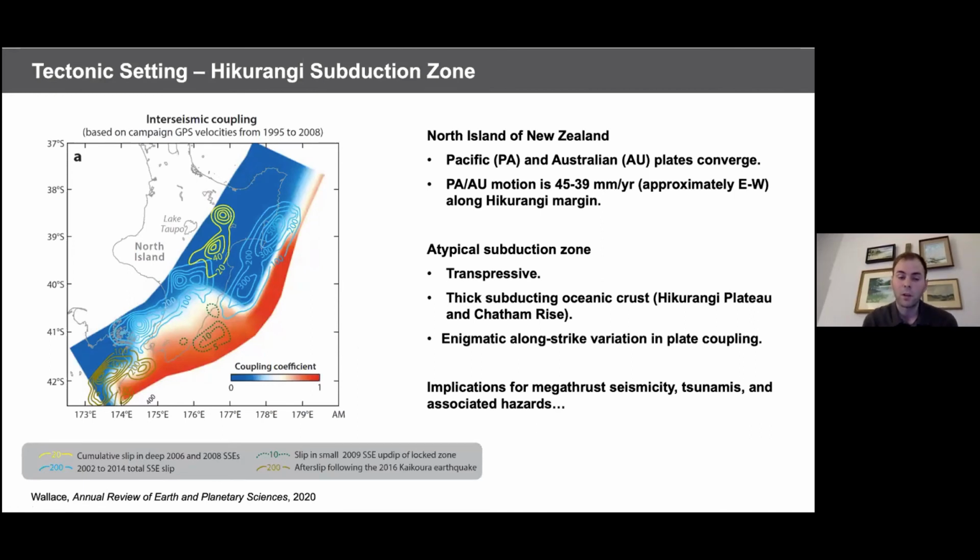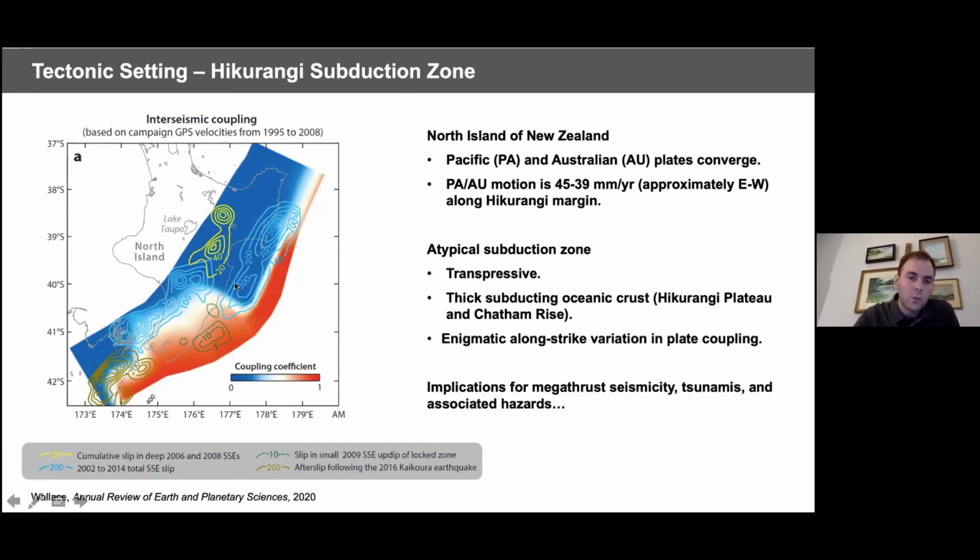Also of note are some studies on the level of plate coupling of the plate interface, or the megathrust fault, based on observations from GPS data from sites over the forearc here in Hikurangi. These results suggest a very sharp and stark contrast in the level of coupling of the plate interface along the margin. This red region here is basically where the plate interface is coupled. So the two plates are locked together, accumulating elastic strain. That's where you can expect a large megathrust earthquake and associated tsunami and other hazards.